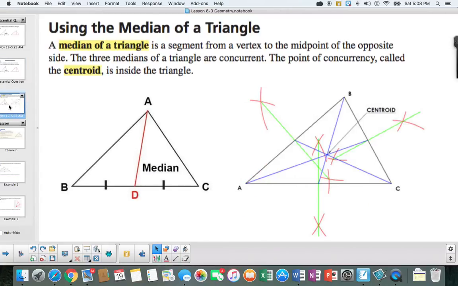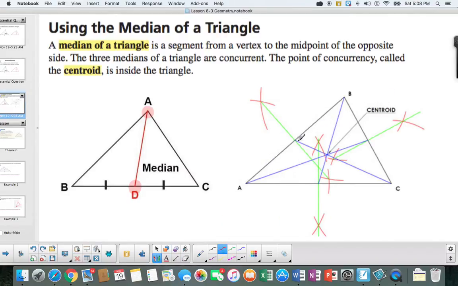A median of a triangle is a segment from a vertex to the midpoint of the opposite side. So here's an example of a median right here. You have to have the midpoint and you have to have a connection from the vertex to that midpoint.